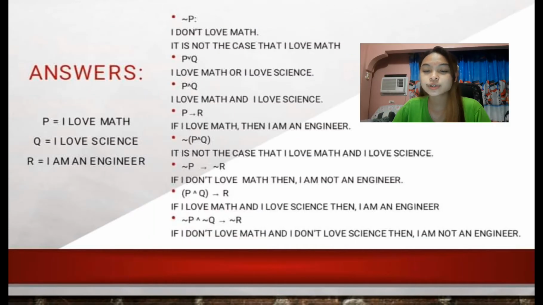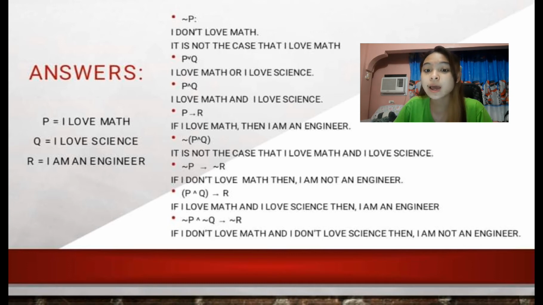Here are the answers, guys. The first symbol is not P. Since that means it is the negation, you'll just negate the given proposition P. In here, P is I love math, so the negation is I don't love math, or it is not the case that I love math.